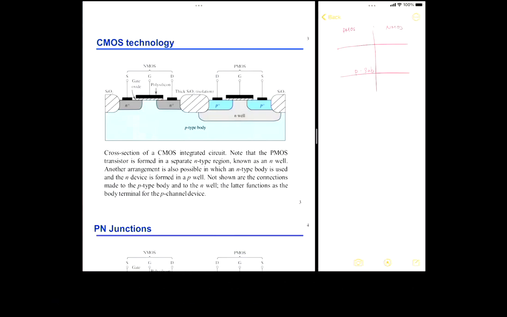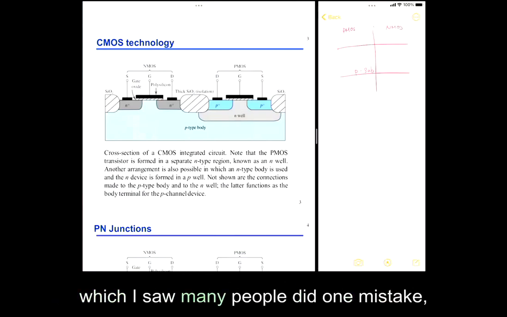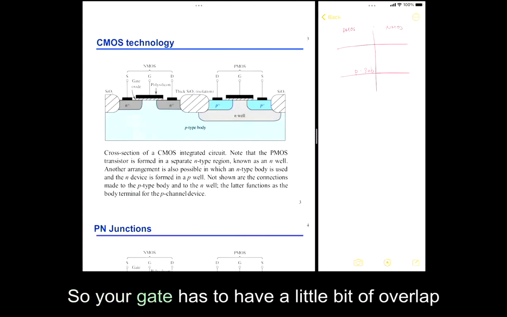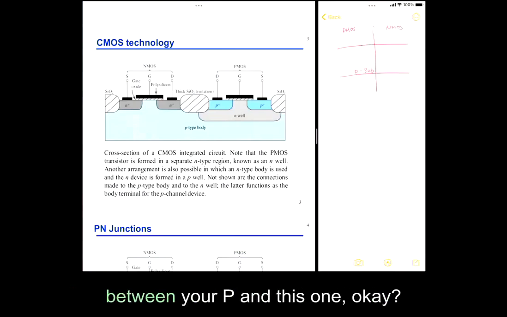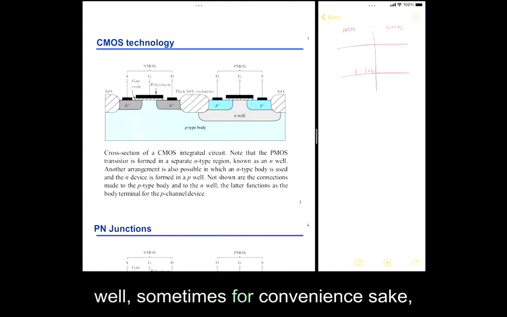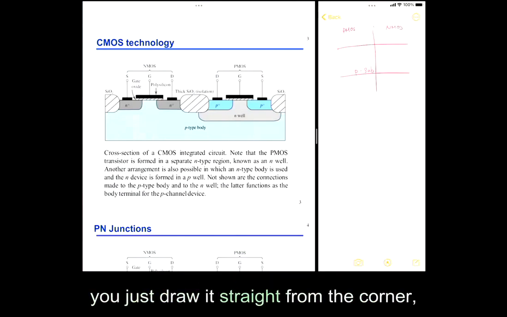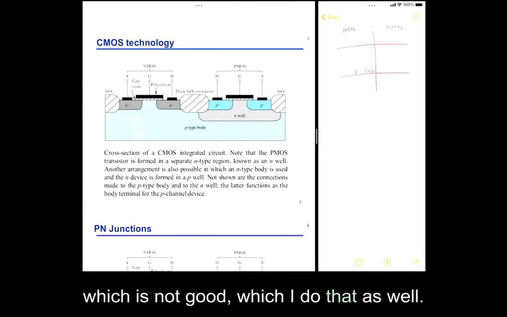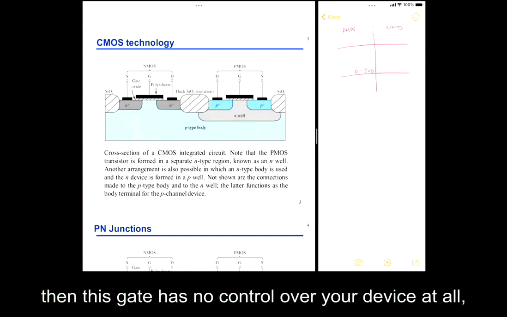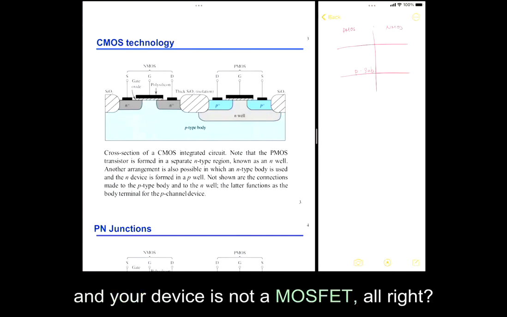Any other things? If you look at your figure, I saw many people make one very common mistake. Compare your figure and this figure. Your gate has to have a little bit of overlap with the P and this one. This is very important, because sometimes for convenience you just draw it straight from the corner, which I do as well, but you will get marks deducted. If it is disconnected, then the gate has no control over your device at all, and your device is not a MOSFET.